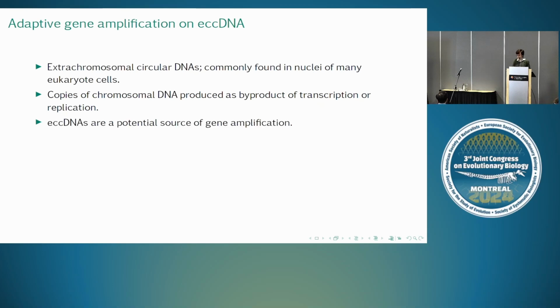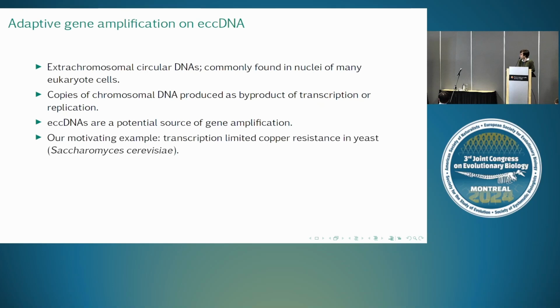And of course this provides an opportunity for gene amplification, because if the region of chromosomal DNA that's on your extrachromosomal circle has a gene in it, you now have extra copies of the gene, as many extra copies as you have extra ecDNAs, and this can have important fitness consequences. So the motivating example here is transcription-limited copper resistance. This is based on some experimental work from the group of Sally Otto, where they were doing evolutionary rescue experiments in yeast and exposing them to toxic concentrations of copper.